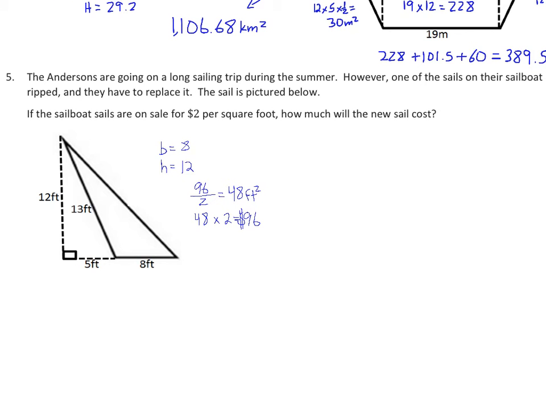And for number 5, we just need to find the area of the obtuse triangle here, which represents the sail, and then multiply that area times 2, which theoretically means we don't ever need to divide by 2. But you might want to do that anyway to get the square footage, then multiply the square footage times $2 per square foot, and you get $96 for the cost of the new sail.